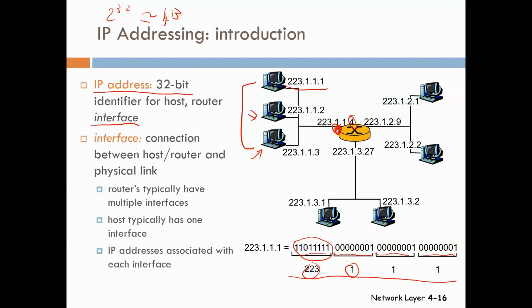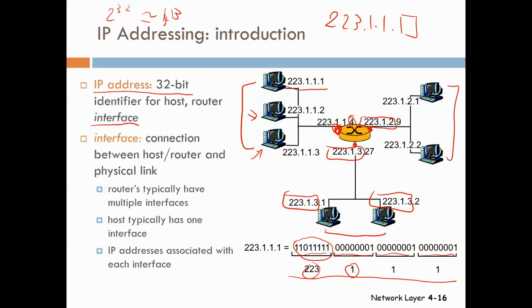So all of these devices have an address starting with 223.1.1, and then the last field changes from one device to the other. Same thing goes for these 2 devices. They start with 223.1.2. These 2 devices start with 223.1.3. And the router interface that is connected to them also has the same part in common. This is what makes IP addresses special. IP addresses are not flat. IP addresses are hierarchical.